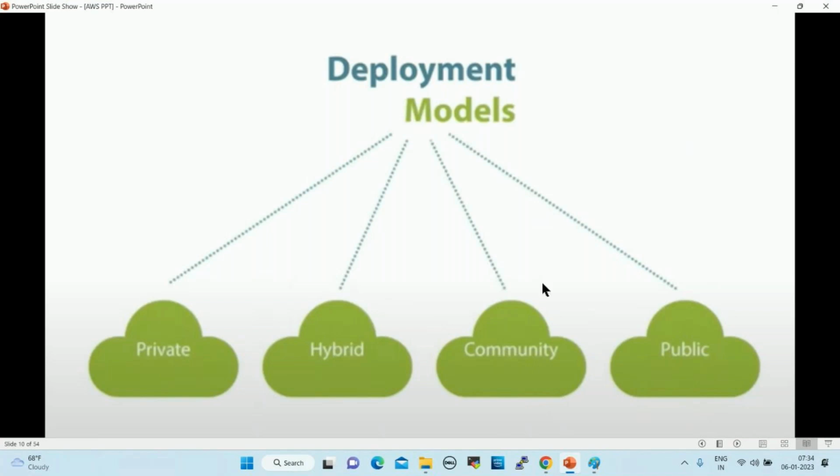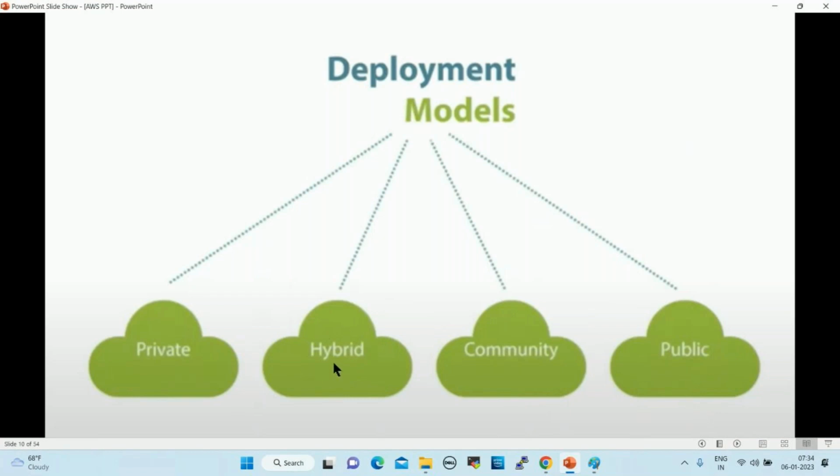So next one, public cloud. What is public cloud? Public cloud is nothing but AWS cloud, Azure cloud, Google cloud, right? Next one, hybrid cloud. What is hybrid cloud? Anyone? What is hybrid cloud? This is very popular currently. Most of the companies are using hybrid cloud.